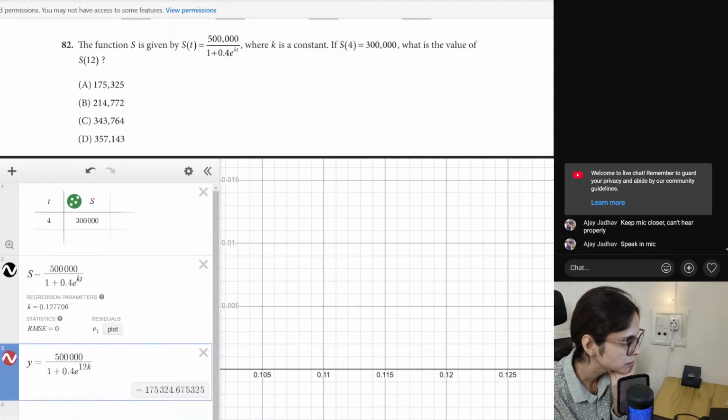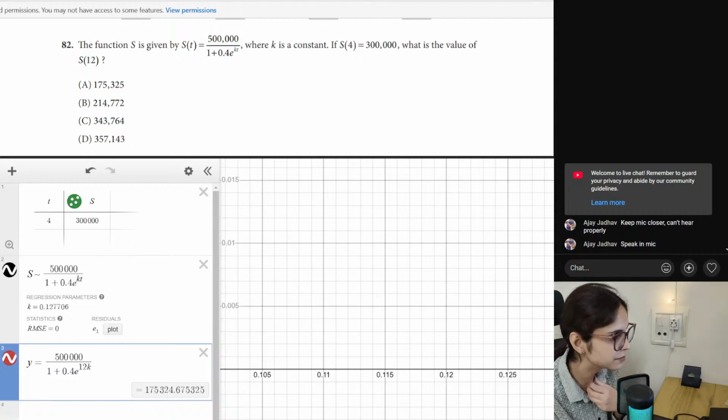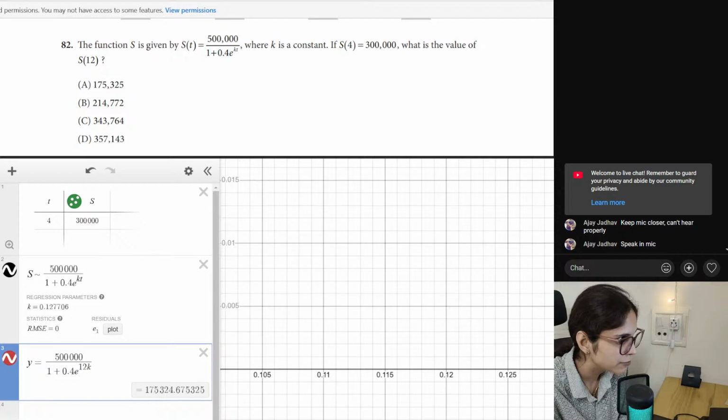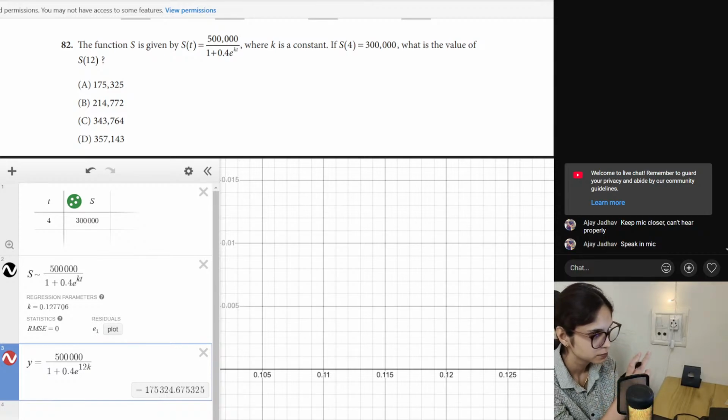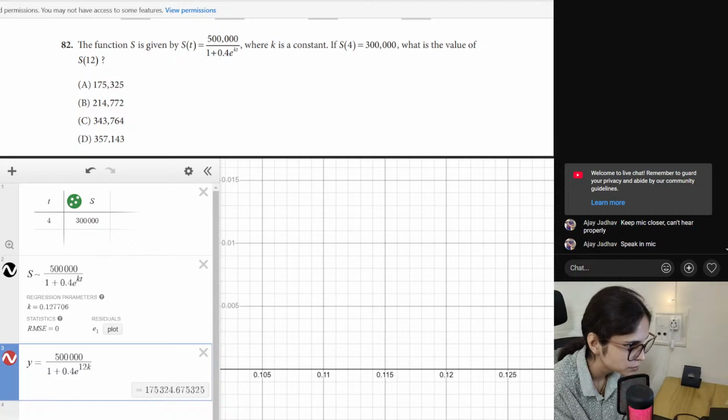Got it? See, 175,324.675. So that is 175,325. So here also you can use your regression modeling using Desmos. Alright. If you're using your normal calculator, then you will have to do a little bit of tweaking. So I'll also show you that.